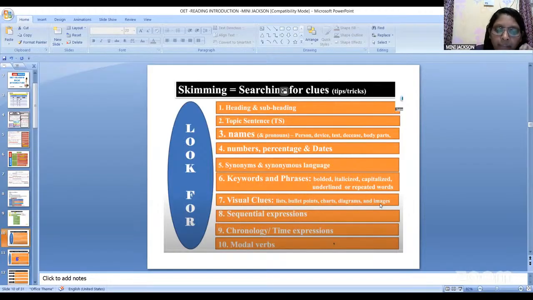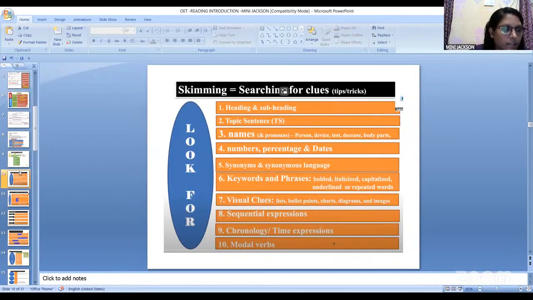Always you will get one or two questions from the diagrams or images. Maybe they will write some hint or a sentence in small letters. We need to focus more to find the answer. Always remember that if a diagram, image, or chart has something written in the bottom portion, you will get one answer from that. Then sequential expression, chronological expression, and modal verbs. Later we will see modal verbs and everything in detail.